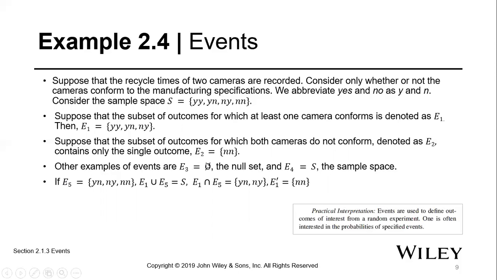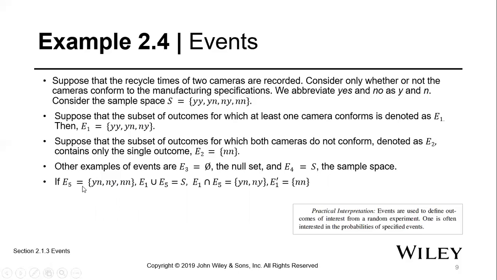Other examples of events: E3, since we've talked about every event, all the other events, E naught, essentially, is null. We don't have any other events that we haven't talked about. And E4 is just the sample space, which is all these outcomes right here. Then we have another one, E5, which is yes no, no yes, and no no, and we want to look at the union. All of this is set up essentially to come to this.